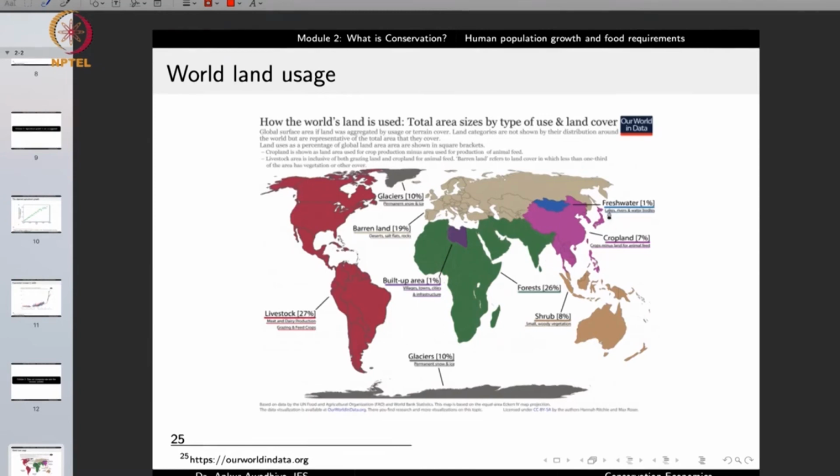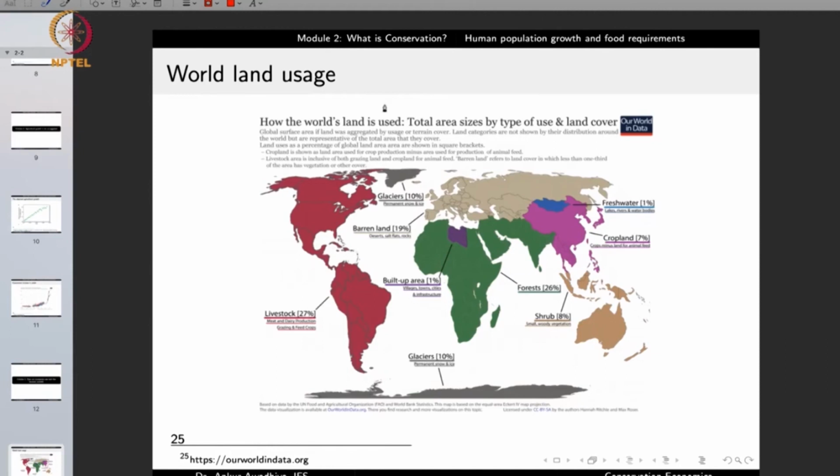Croplands are just 7%. So, if we take East Asia, we'll get to the figure of roughly 7% of the world's area. As much as 26% of the world is covered with forests. Barren land is 19%, glaciers are 10%. All the built up area, including villages, towns, and cities, is just 1%. So, all the built up area, including all the infrastructure, is just 1%. And 8% of the land is under shrubs, and total amount of glaciers is just 10%.